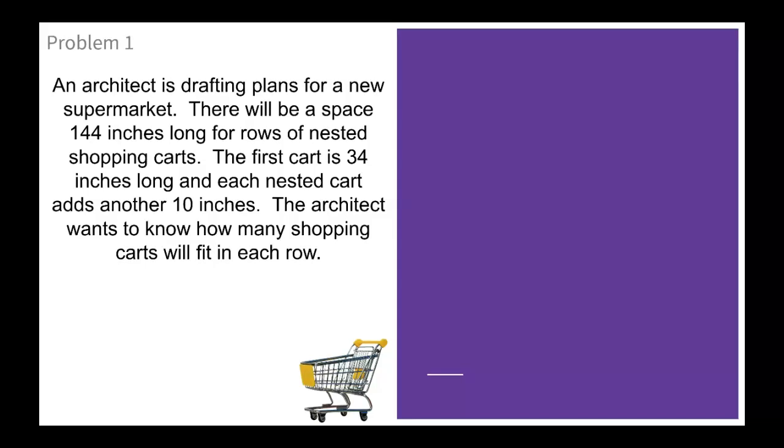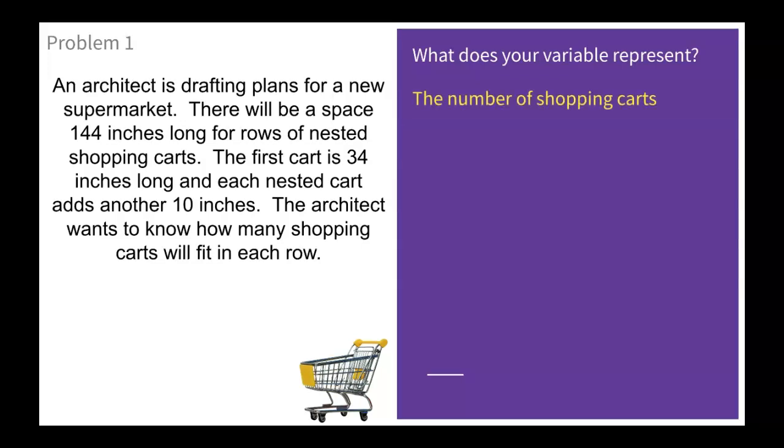Problem 1. An architect is drafting plans for a new supermarket. There's going to be a space that's 144 inches long for rows of the nested shopping carts. The first cart is 34 inches long, and then every time you nest a cart into another, it adds 10 inches. And we're trying to figure out how many shopping carts will fit in each row. So let's go through a little bit of a process. First of all, whenever you're trying to write an equation, you need to find out what your variable represents. So in this case, your variable should represent the number of shopping carts that could fit in a row.